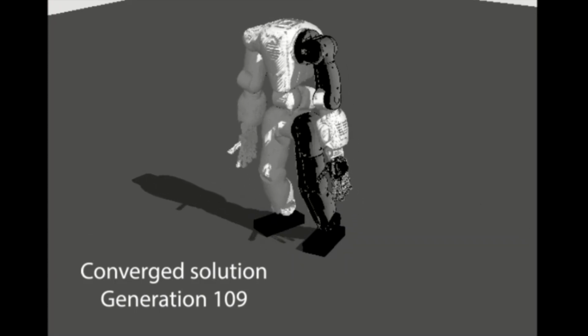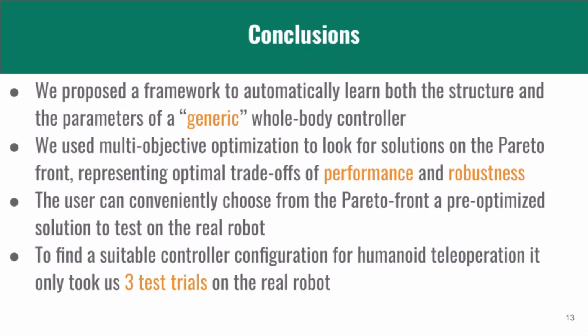So we propose a framework to automatically learn both the structure and the parameters of a generic whole-body controller. We use multi-objective optimization to look for solutions on the Pareto front, representing optimal trade-offs of performance, tracking the reference trajectories, and robustness, limiting the tipping moment of the robot. This allowed us to efficiently find a set of Pareto-optimal trade-off solutions in simulation.